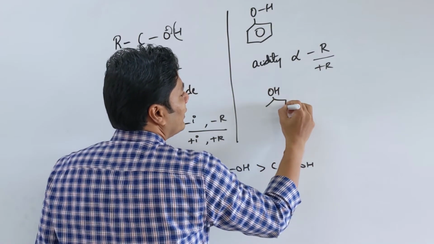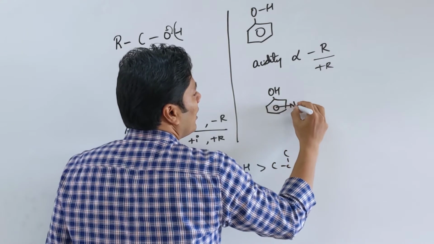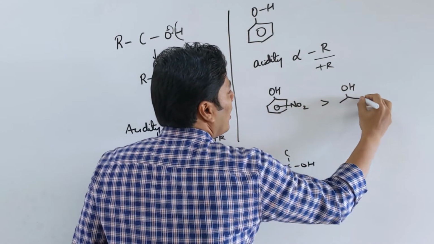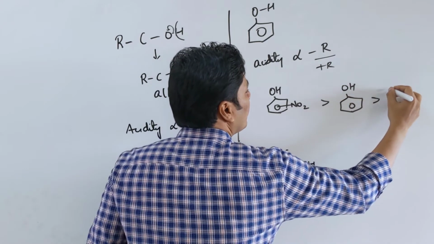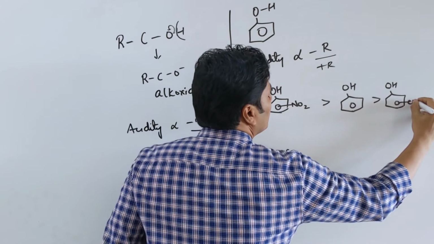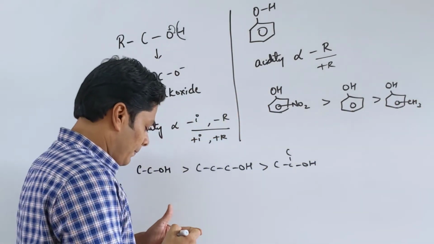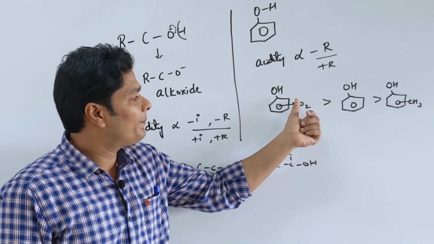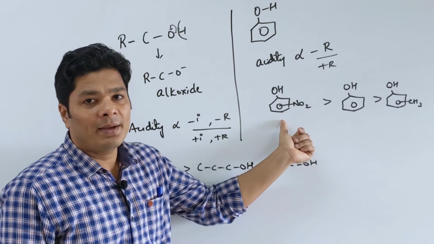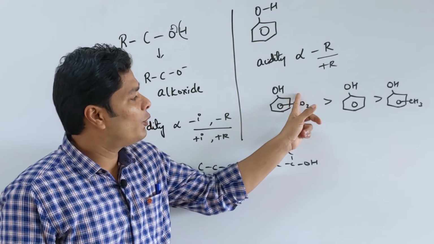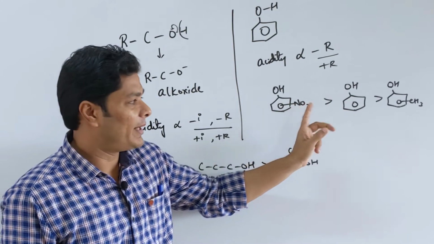we can have our nitrophenol, which is more acidic than phenol, which is more acidic than our cresol. Among nitrophenols, we have seen before which is more acidic: your ortho, meta or para. This is a minus R group and a minus I group. So your ortho is more acidic than your para, which is more acidic than your meta.